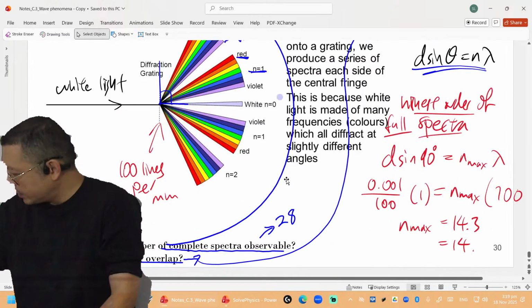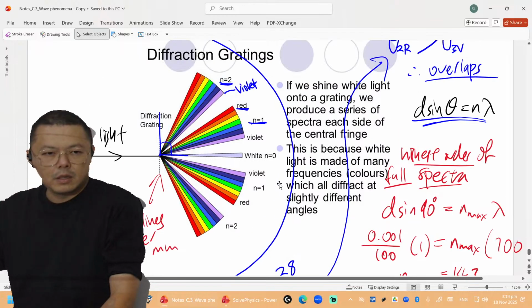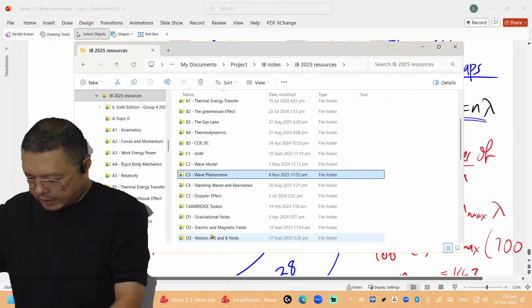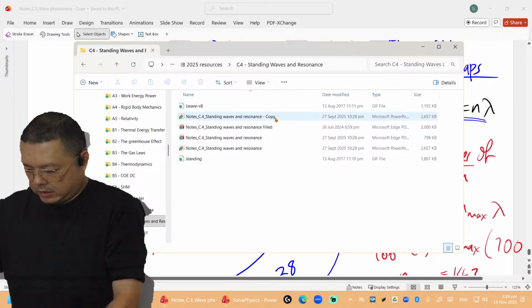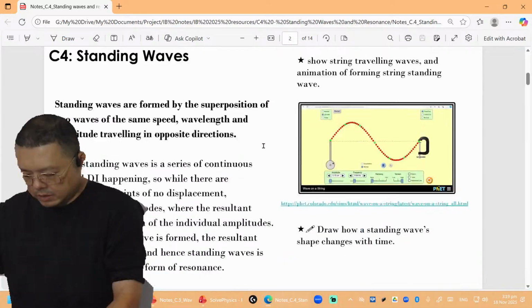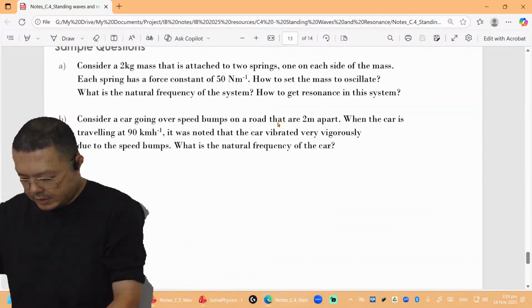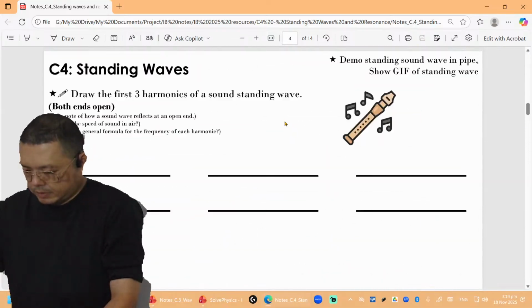I will now move on to standing waves. I'll print out the notes for you now, while y'all take a quick break. Standing waves. Oh, sheesh. Yeah, it's one of the worst, man, this one. Standing waves. Standing waves for everyone, yeah? Standing waves and resonance. Yeah? So there we go.